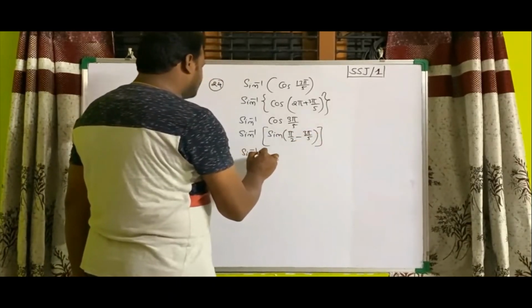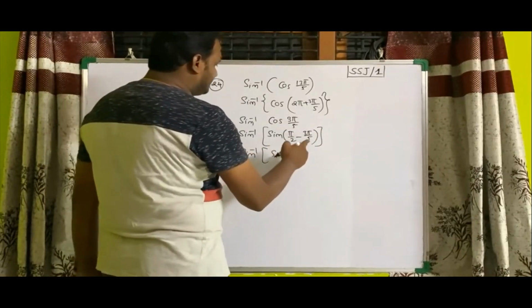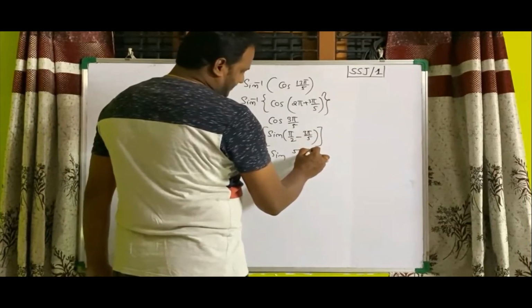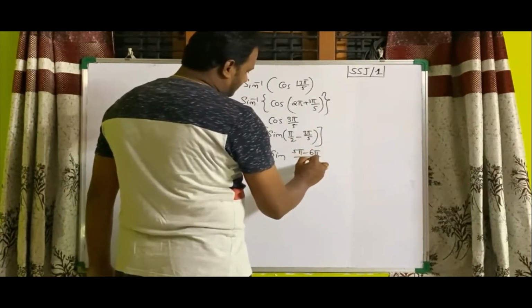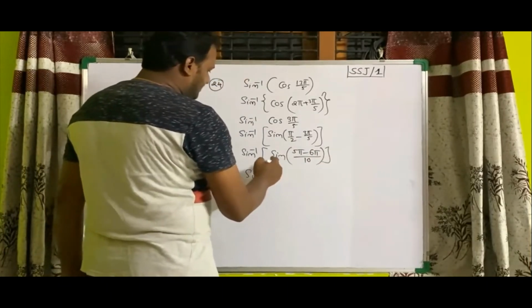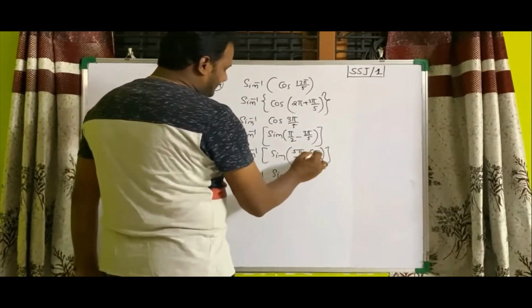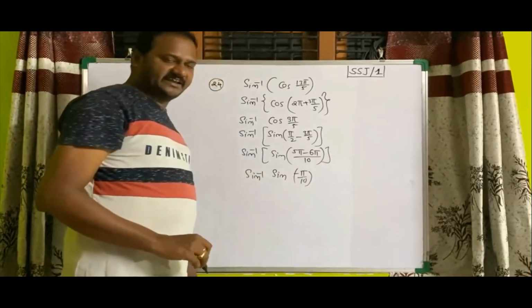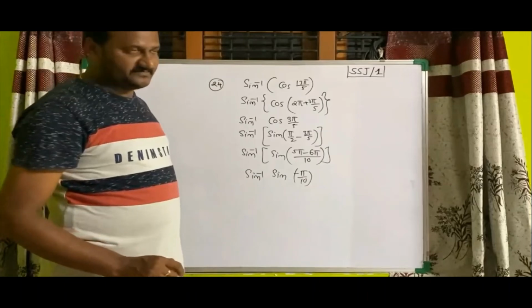So sine inverse of sine, how much is this? 5 into pi is equal to 5 pi, minus 2 3s are 6 pi, divided by 5 2s are 10. Which is going to be sine inverse of sine of (5 pi minus 6 pi) by 10, which is equal to minus pi divided by 10. Is this minus pi by 10 within our interval of sine?